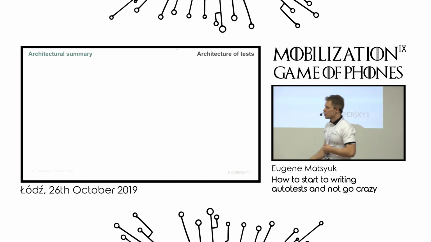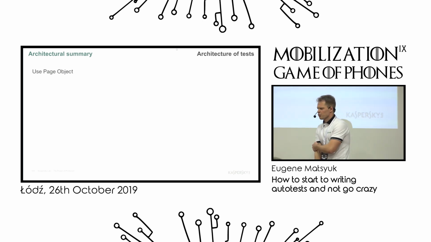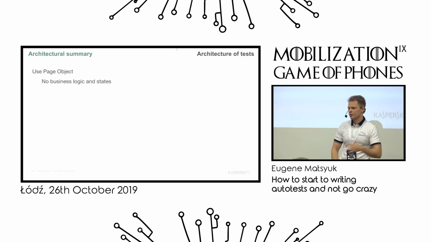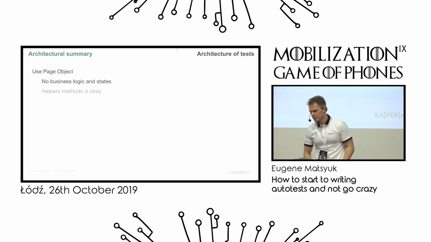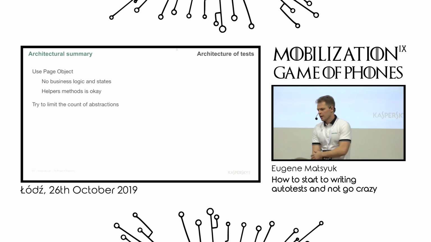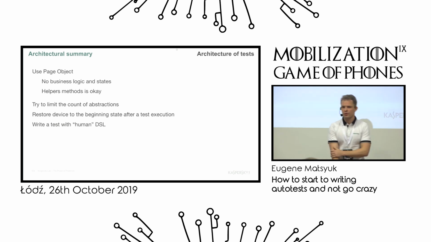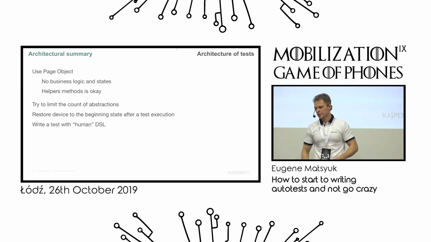Great. So, a short architectural summary. First of all, use page object. The page object doesn't contain any business logic and states, but the presence of helper methods is okay. Try to limit the count of abstractions. Restore the device to the beginning state after test execution, and write your test with a human DSL like on the previous slides.